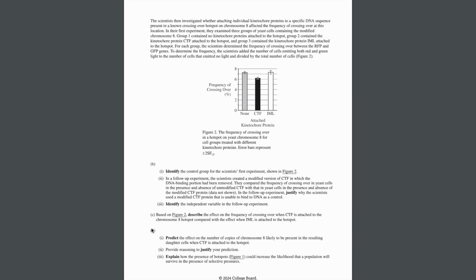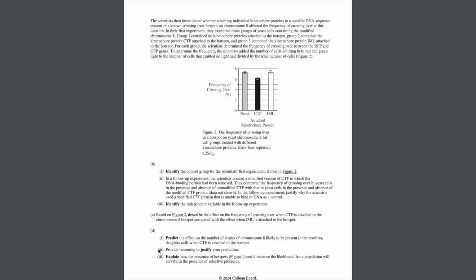Okay, so moving on to D1, it is asking us to predict the effect on the number of copies of chromosome 8 likely to be present in the resulting daughter cells when CTF is attached to the hotspot. Our prediction is that with CTF attached, crossing over happens less frequently, which can cause problems with chromosome separation during meiosis. As a result, some daughter cells might end up with too many or too few copies of chromosome 8.